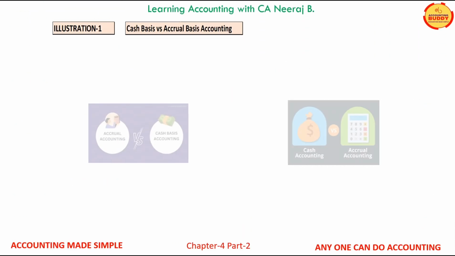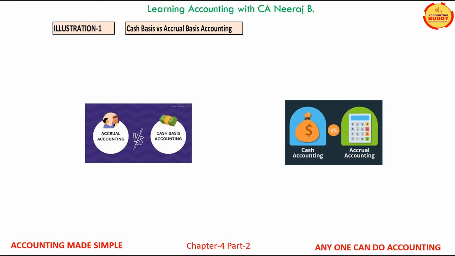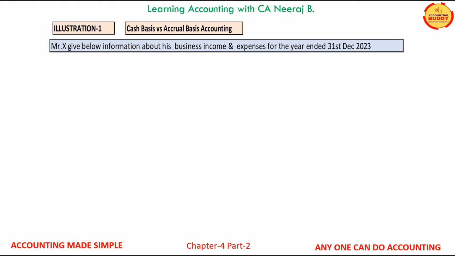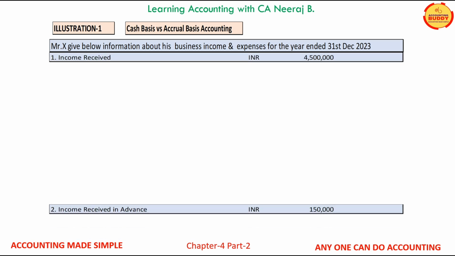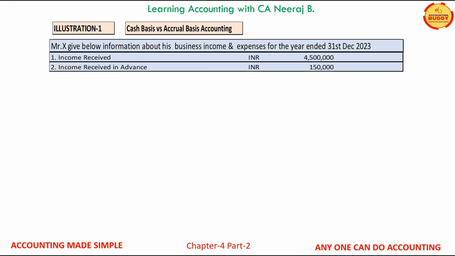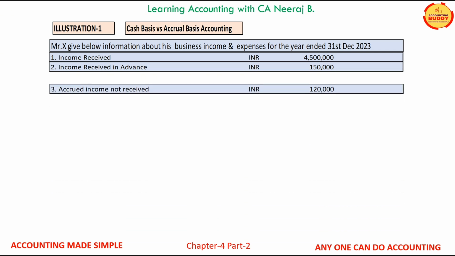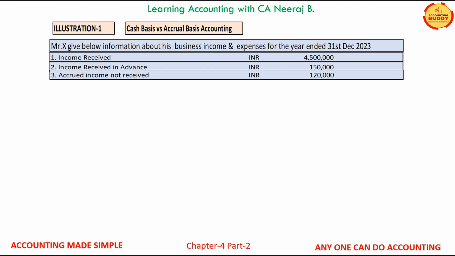Let us take a business scenario and calculate profit or loss of a business under both cash basis of accounting and accrual basis of accounting and understand the difference between the two. Now below is the summary of financial transactions of Mr. X's business for the financial year 2023. Income earned and received for the business is 4.5 million. Amount of income received in advance is 150,000. It means the customer has paid in advance and the goods are still not delivered. The income which is accrued but not yet received is 120,000.